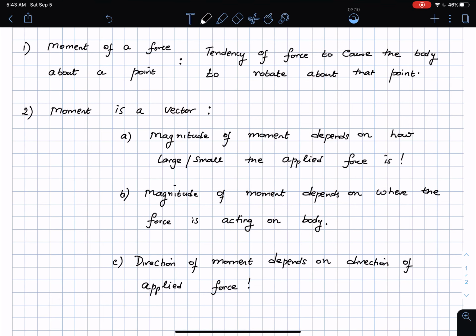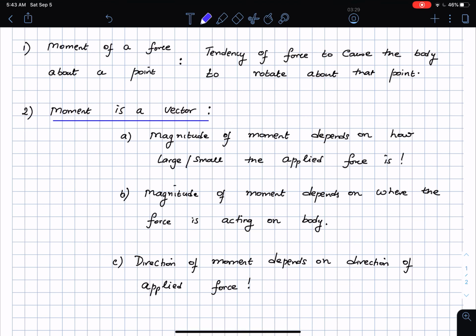So the key statement here is that moment is a vector. It's the tendency of a force to cause a body to rotate about a particular point, or sometimes about an axis. When the rotation is about an axis, we will call it moment about an axis.